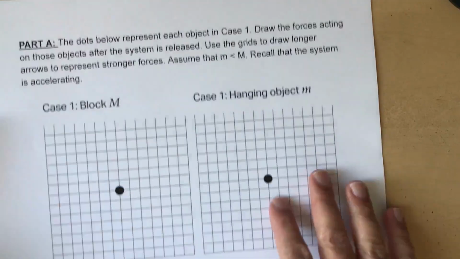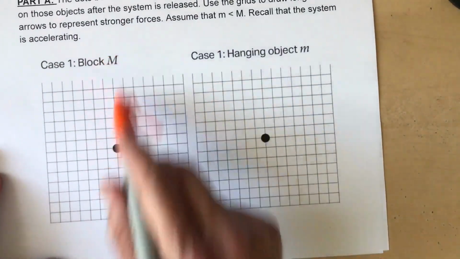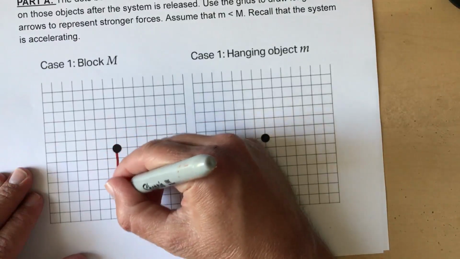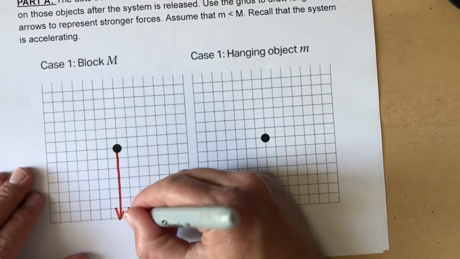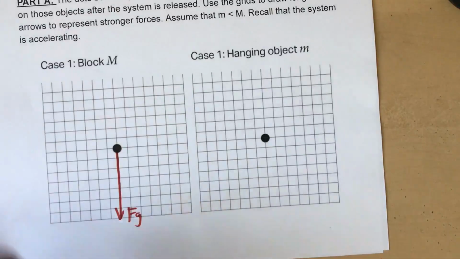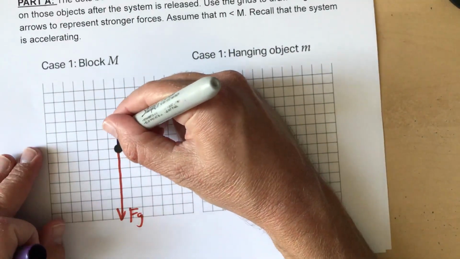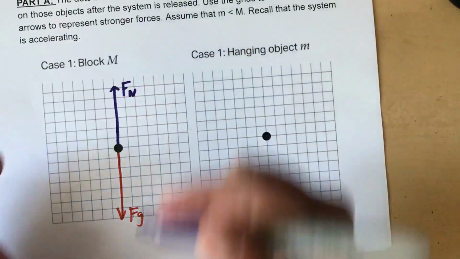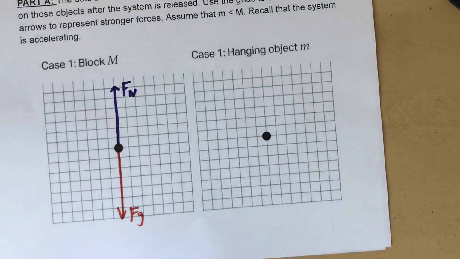Okay, so free body diagram for big M. That's the block on the table. So I'm just going to go ahead and draw a force of gravity down like that. There's no acceleration in the y direction for the block on the table, so the normal force must be the same back up the other way.